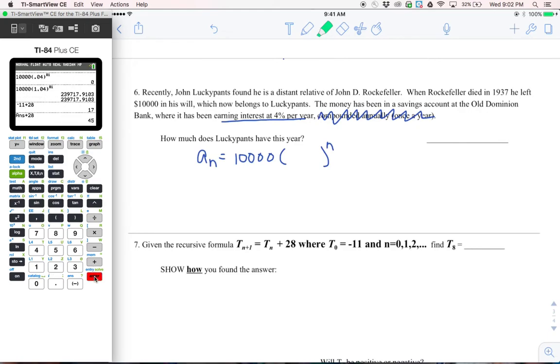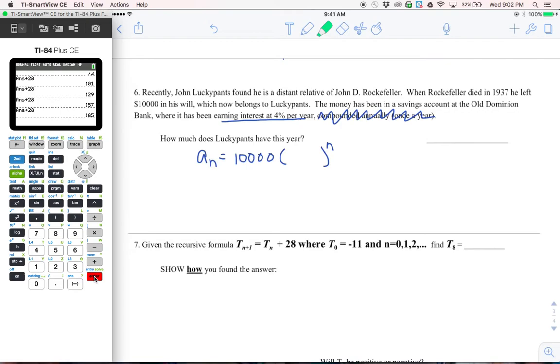And I get 45. I'm just going to keep clicking enter now to make it quick. We got 73. And then we got 101 and 129, 157, and our 8th term is 185. So t sub 8 is 185.